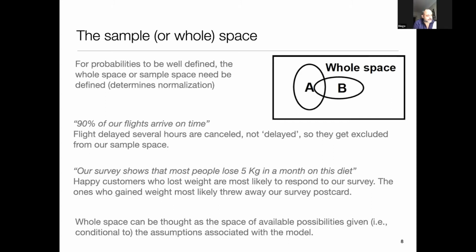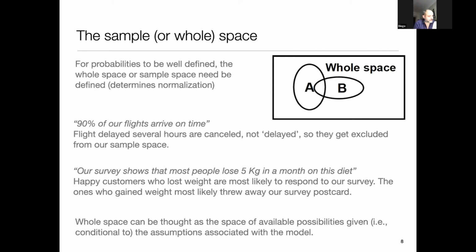The flights that are delayed for several hours are usually canceled. And once they get canceled, they do not belong to the sample space of the flights anymore. They're not delayed, and so they get excluded from the sample space. And this makes the fraction of flights that are on time artificially higher, and so it makes the airline look better than it is.